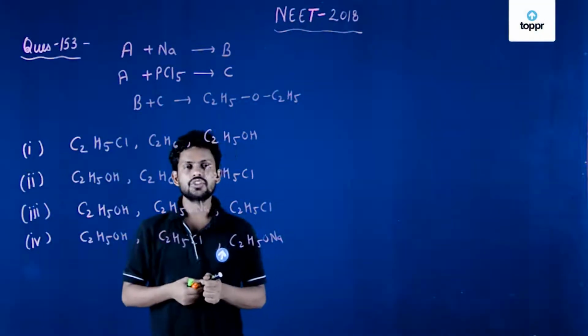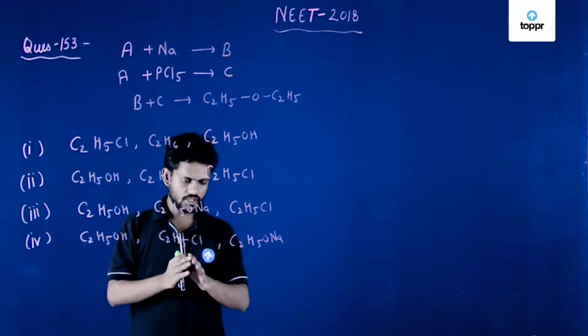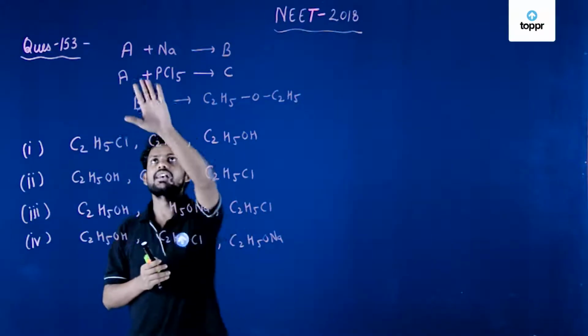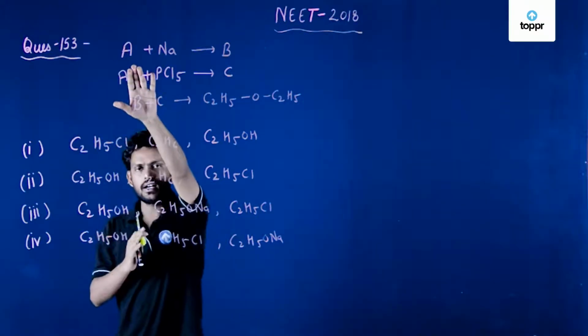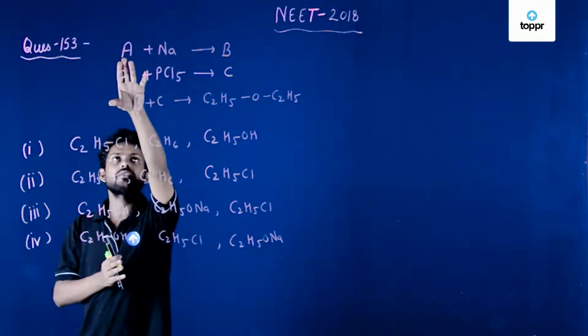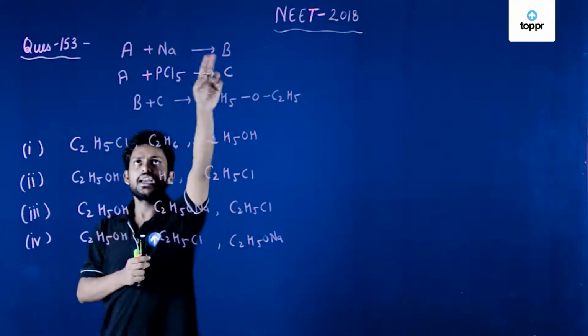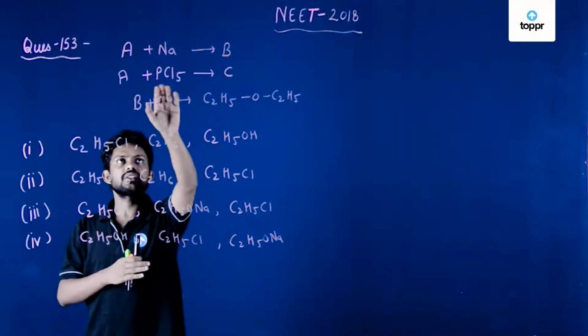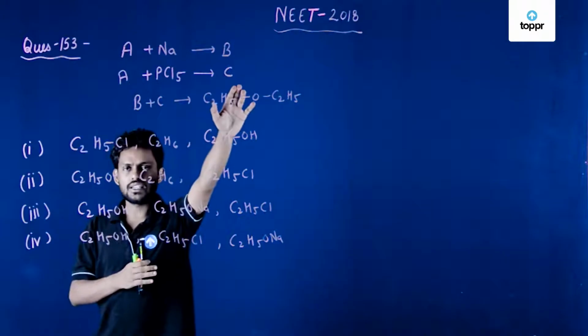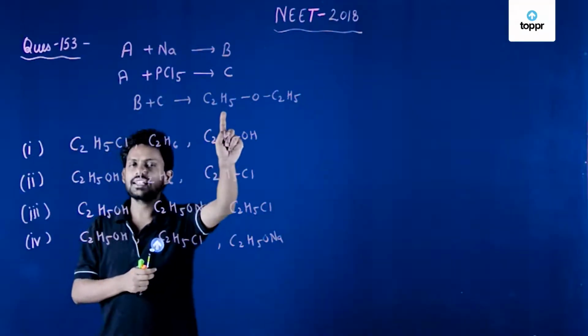So this is another question from the NEET 2018 examination. The question number is 153, and the question is given in a language form, but I have simply simplified it here. It says there is a compound A which, when it reacts with sodium, gives a compound B. When compound A reacts with PCl5, it gives another compound C. And when B and C react together, they give diethyl ether.